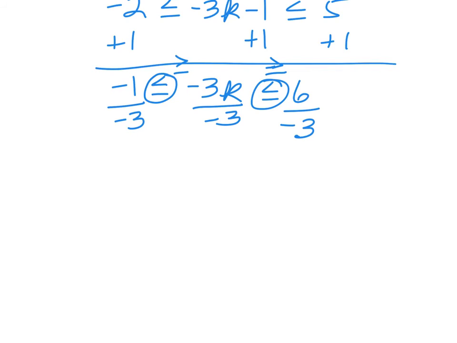No kidding. So negative 1 over negative 3 is positive 1/3, and now the sign is pointing the other direction. Here the negative 3's cancel and the k is by itself. That sign is also pointing that direction. And 6 over negative 3 is negative 2.